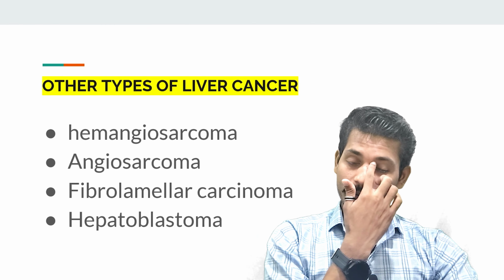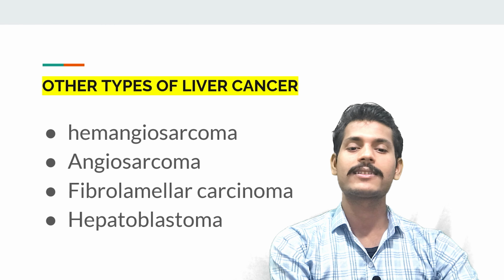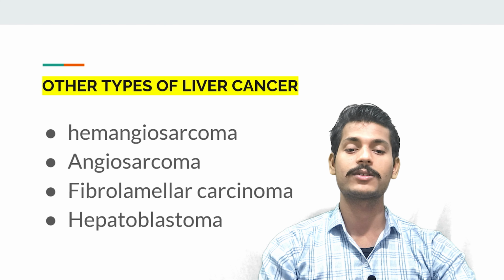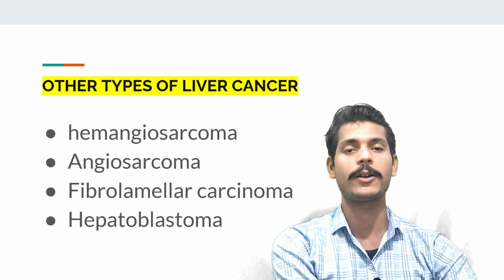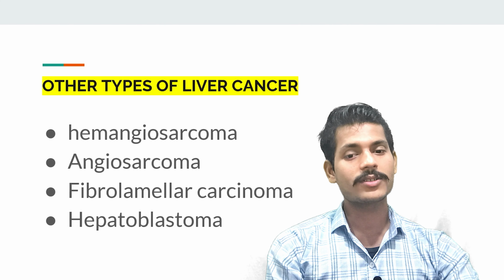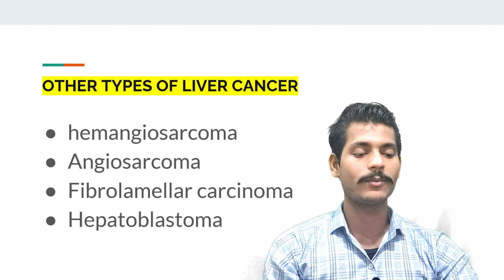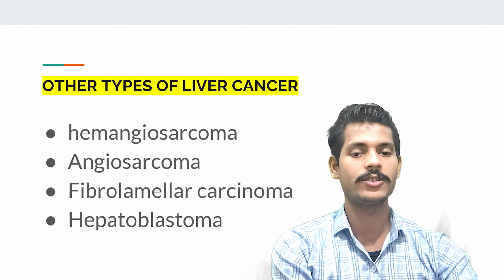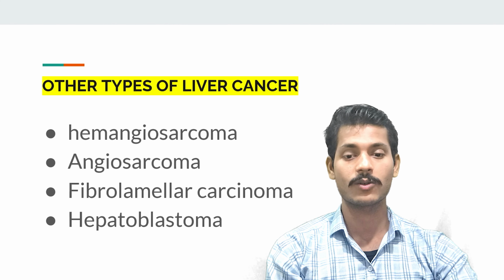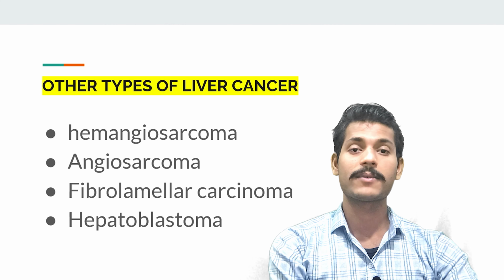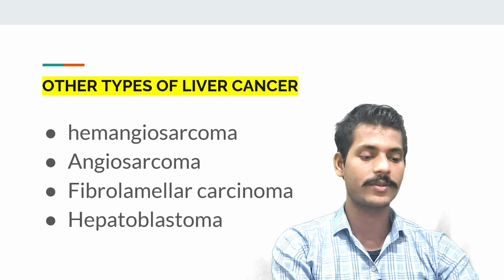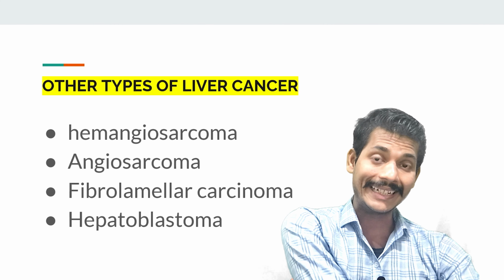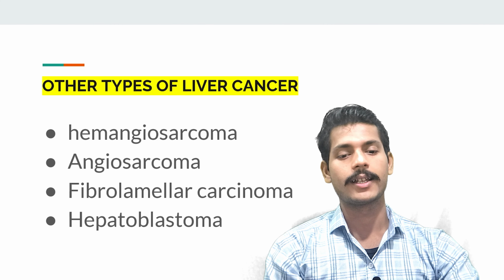Now, apart from this, there are other types of liver cancer called hemangiosarcoma, angiosarcoma, fibrolamellar carcinoma, and hepatoblastoma. Angiosarcoma means when there is an abnormal growth of blood vessels in the liver. And there is a fibrous growth. Sometimes liver fibrosis may turn into liver cancer.